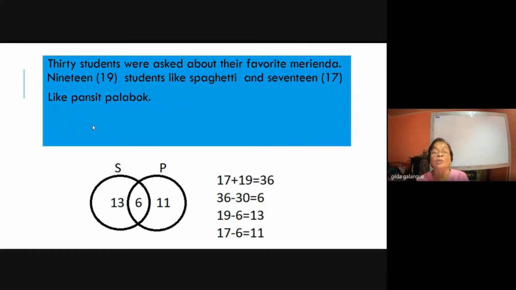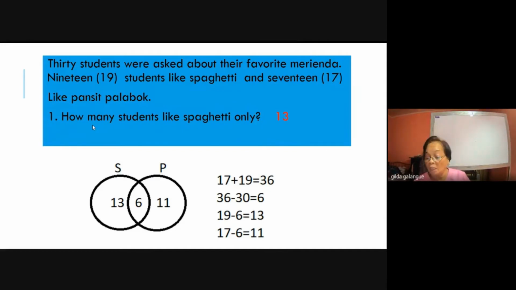Now we need to subtract 6 from 19. 19 minus 6 is 13. And we need also to subtract 6 from 17. 17 minus 6 is 11. Now we can already answer the question. The question, class, is how many students like spaghetti only? The answer, class, is 13.